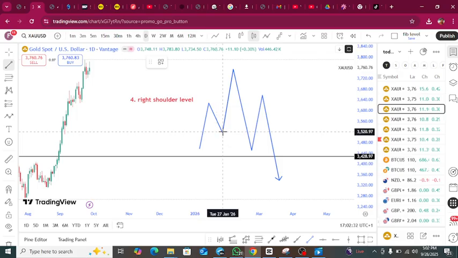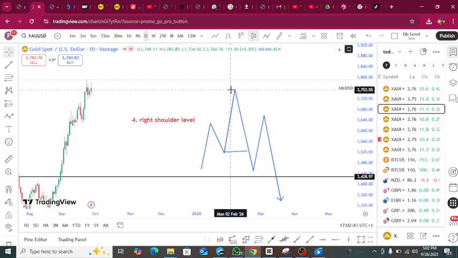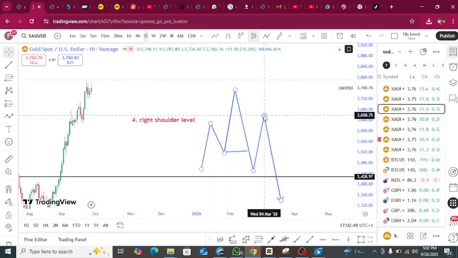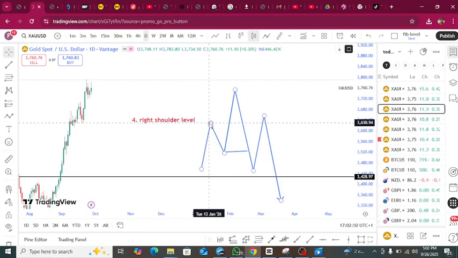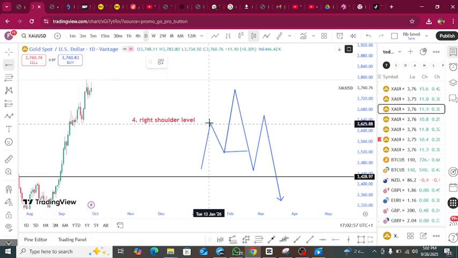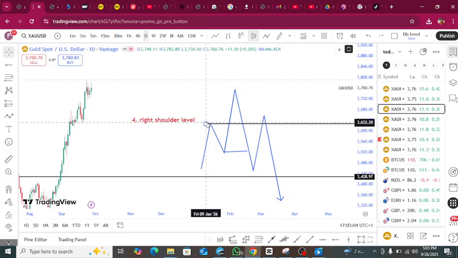Price broke this place, and then formed a new low lower than this place. And then when price pushed back up, it didn't get back to this high anymore. It stopped here. Now we call this place the right shoulder, because this is the left shoulder, this is the head, this is the right shoulder. So once you see this pattern printed, this place is the right shoulder level. So you mark this place.